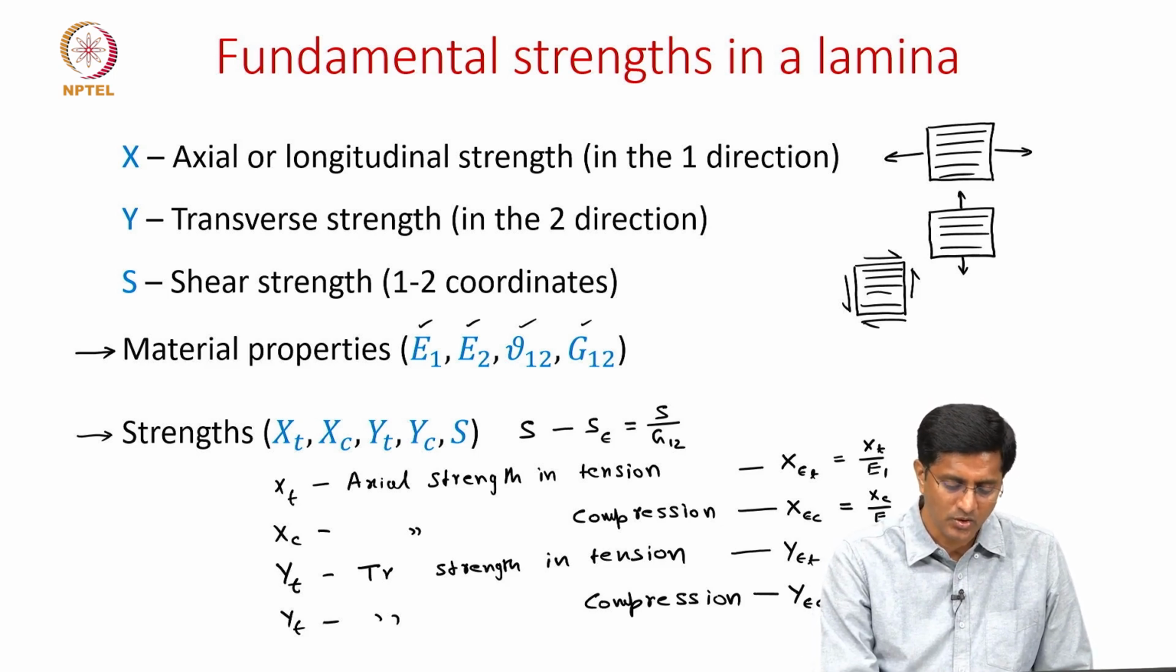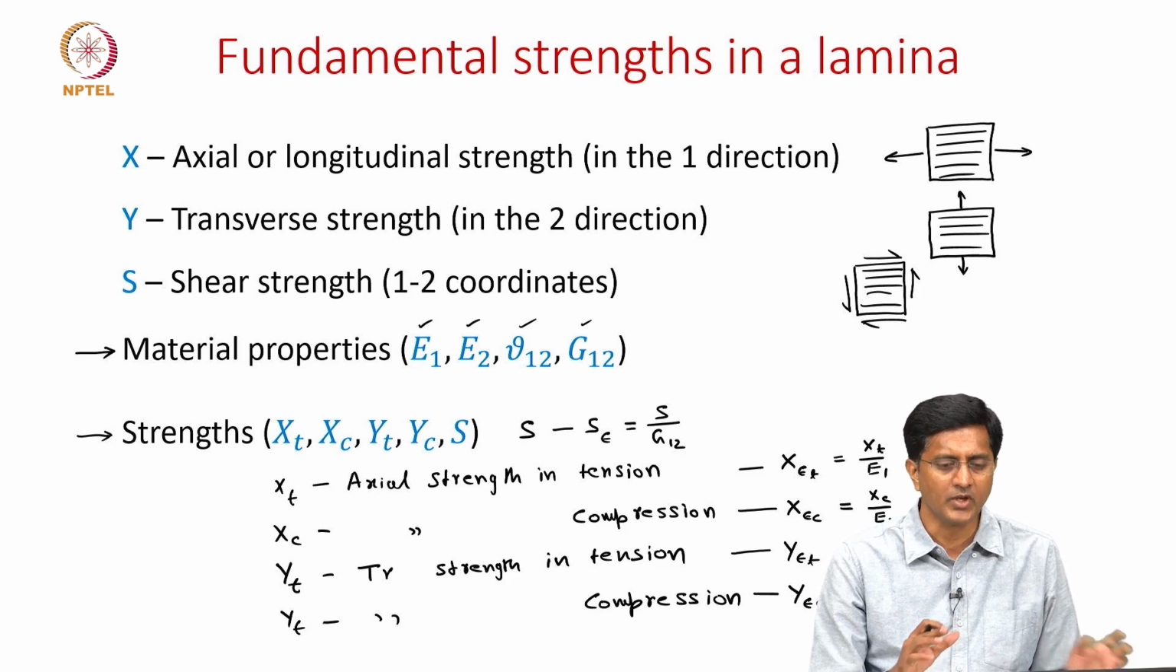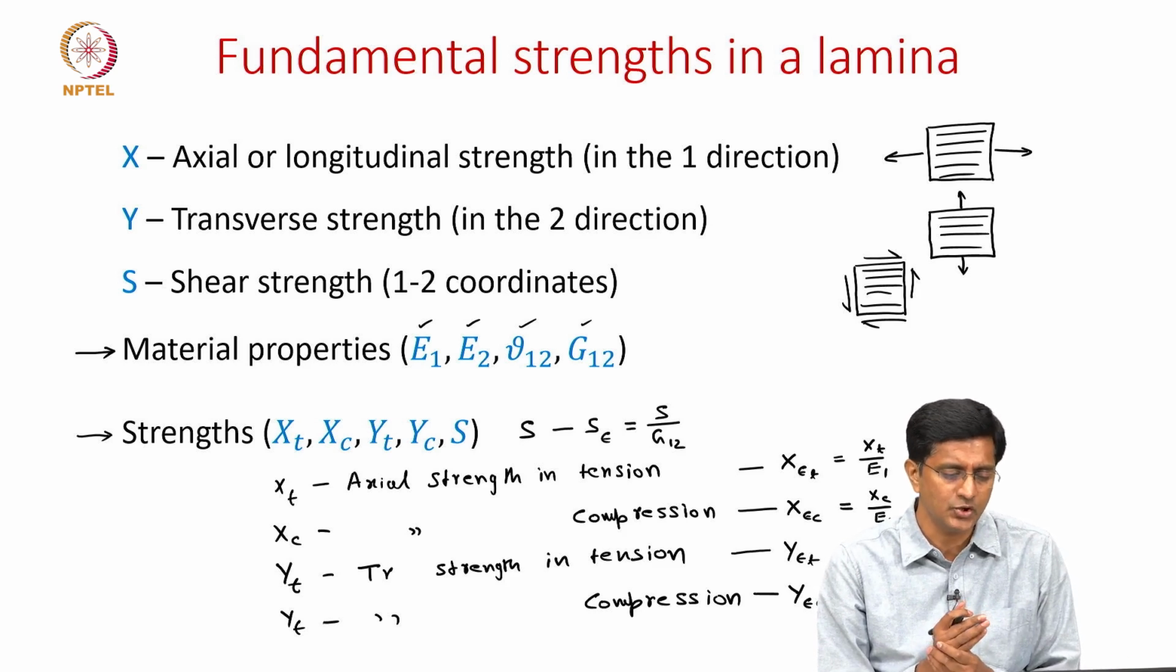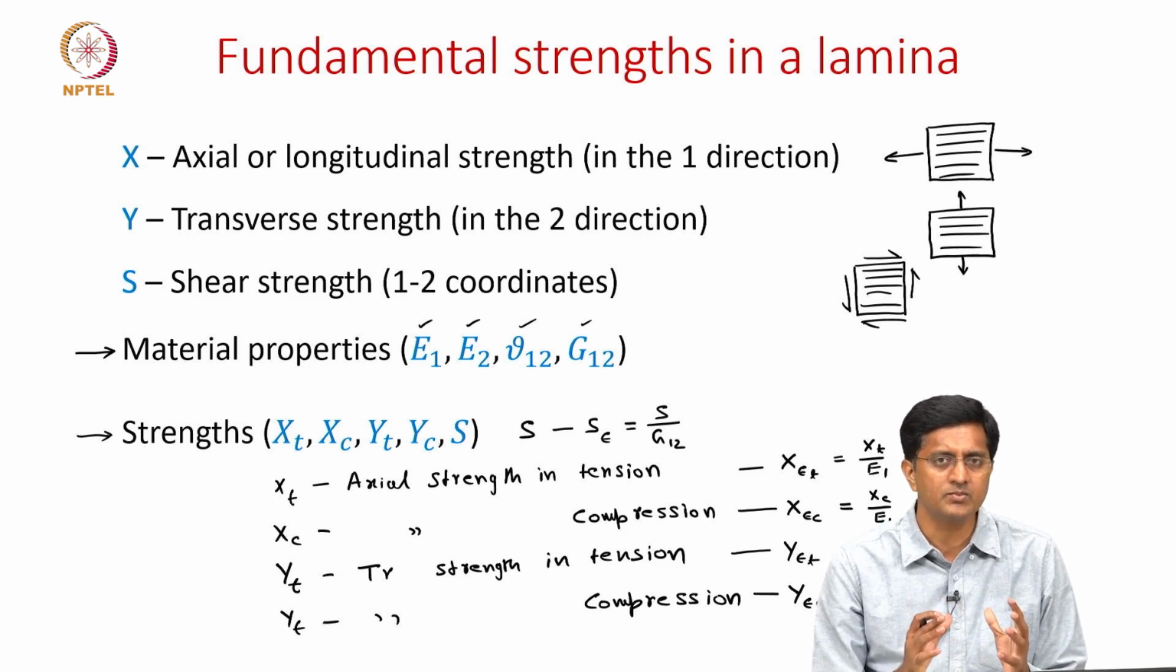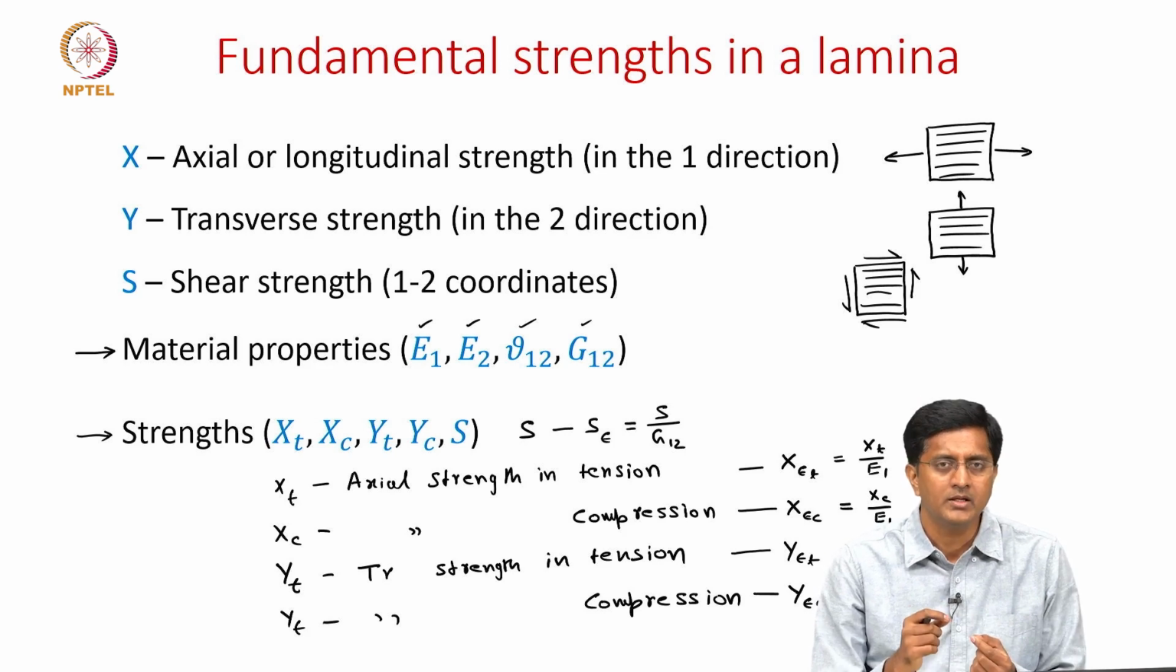And we have also shown that this failure strain can be written as the ratio of the failure strength by the corresponding modulus. This is all possible because we assume that most materials behave in a brittle fashion, meaning they respond in a linear elastic fashion until failure.